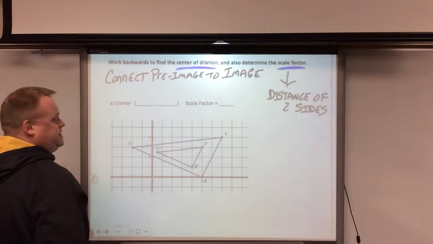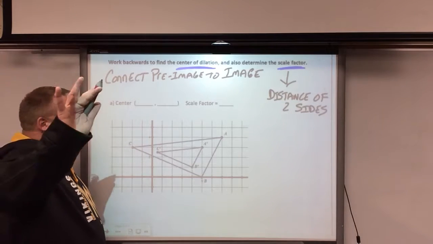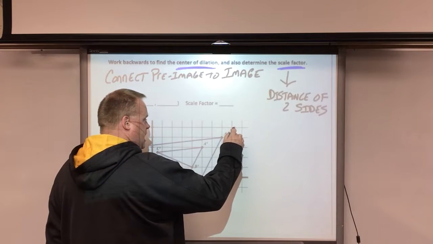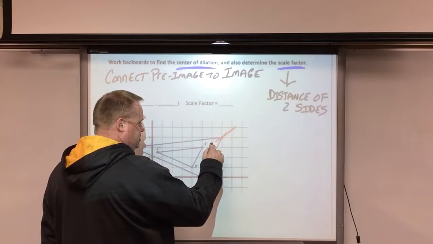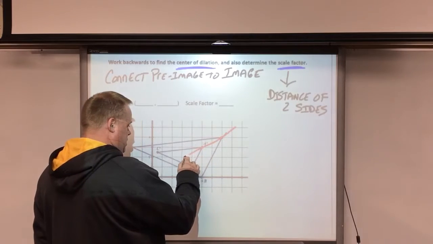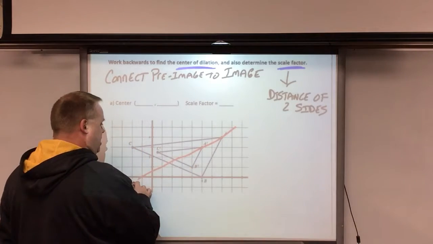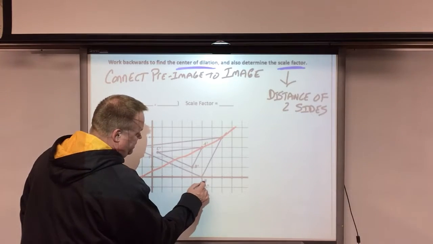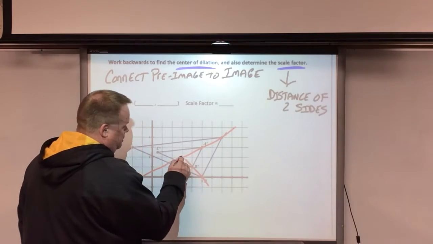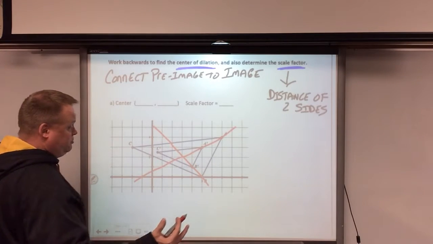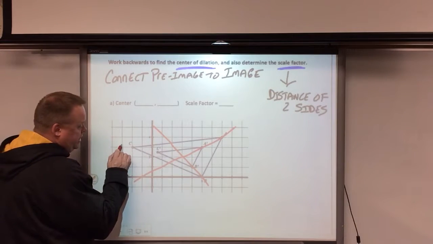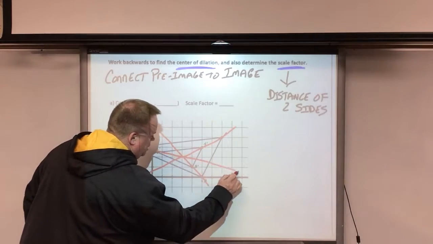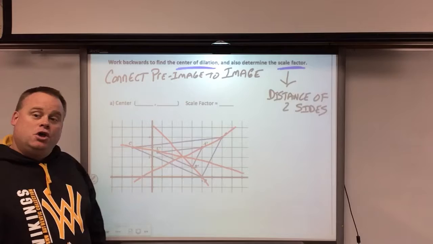So I want to connect my pre-image to my image. When I do this, I want to draw a line. I'm going to freehand this, but the best thing is to use a ruler. I'm going to draw a line and extend it out. I want to do the same thing with all 3 points of this particular object, which is a triangle. I'm going to connect all pre-image to images, drawing that straight line.